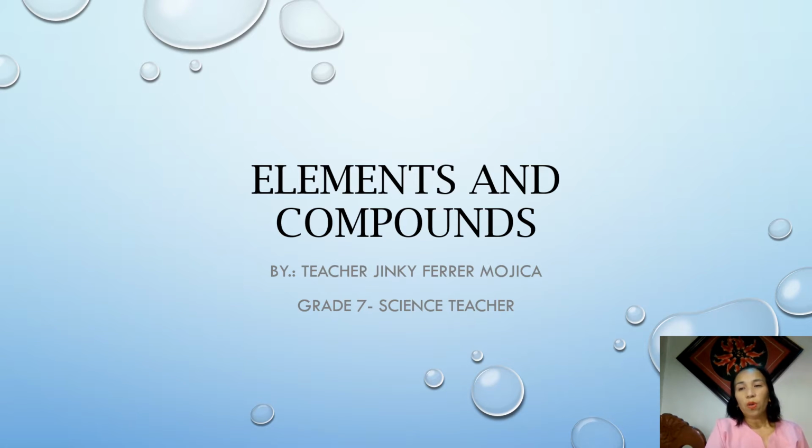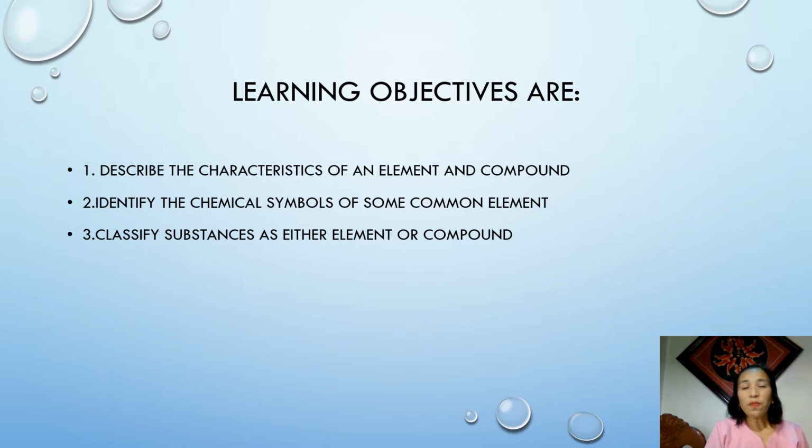Before we go on to our lesson, let us first identify the learning objectives. First, describe the characteristics of an element and compound. Second, identify the chemical symbols of some common elements. Third, classify substances as either element or compound.